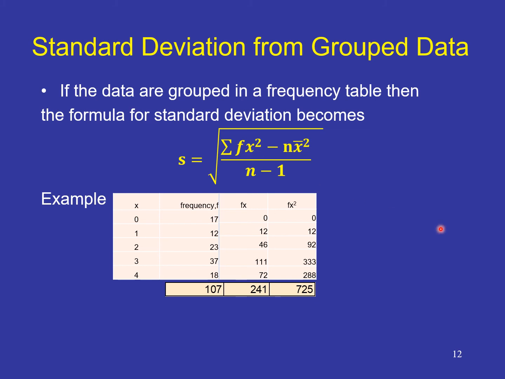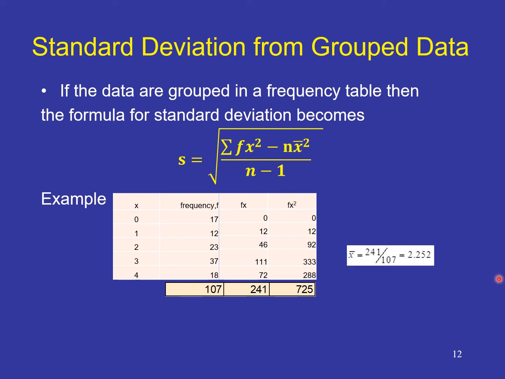The next part of the formula is n multiplied by the mean squared. So we need to find the mean. We did this in a previous lesson. When you want to find the mean of grouped data, you have to do f times x, add them all up, and divide by n, and you find n by adding up the frequencies.